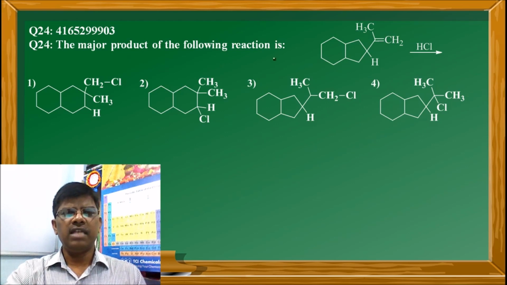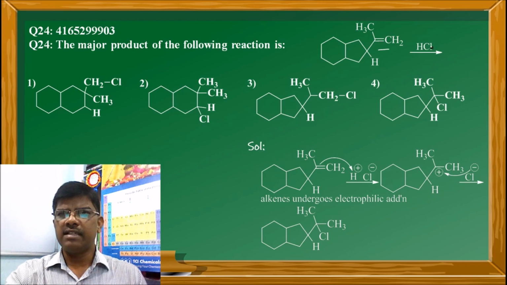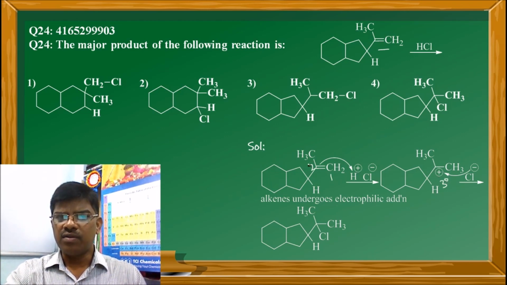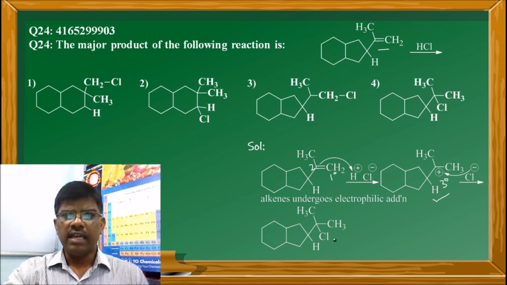Next, question number 24. The major product of the following reaction is, what is the reaction? They are taking a cyclic compound with alkene functionality and doing the reaction with hydrochloric acid. Alkenes always undergo which reaction? Electrophilic addition reaction, friends. What is the electrophile here? H plus of H plus Cl minus. H plus is the electrophile. So this electrophile can add to this carbon or this carbon. If this electrophile adds to this carbon, it is going to give this tertiary carbocation, which is more stable. If this hydrogen adds to the other carbon, it is going to give a primary carbocation, which is not stable. So which one is more favorable? The tertiary carbocation route is more favorable. Then this tertiary carbocation reacts with chloride ion to give this chloro compound. So here is the correct answer, friends.